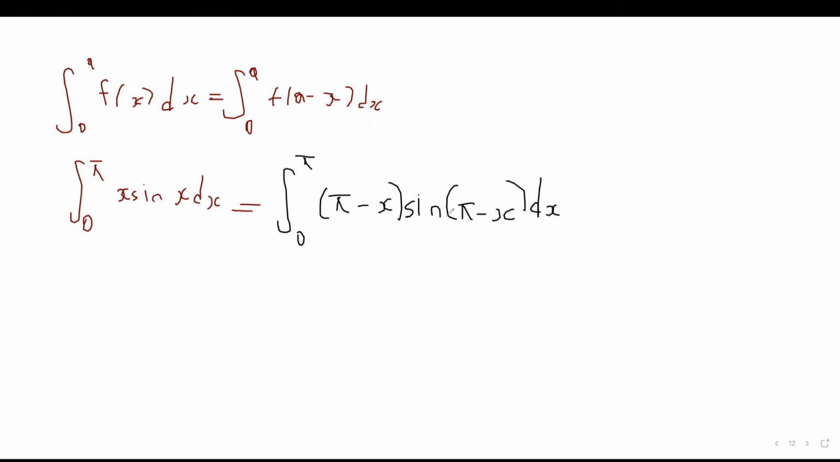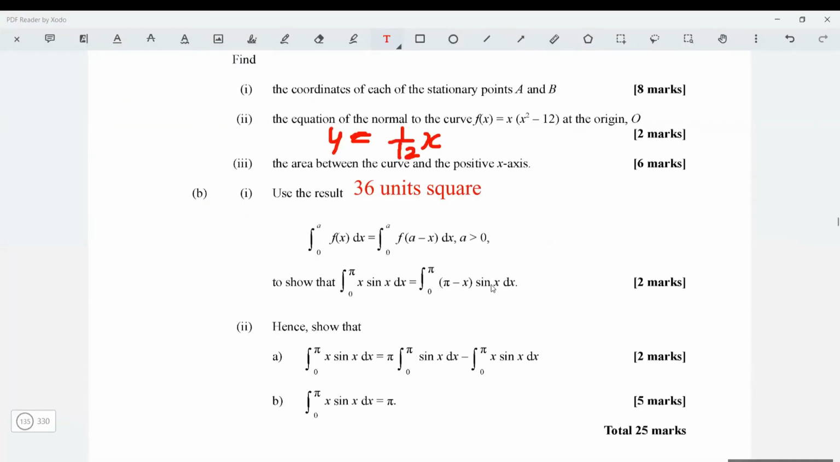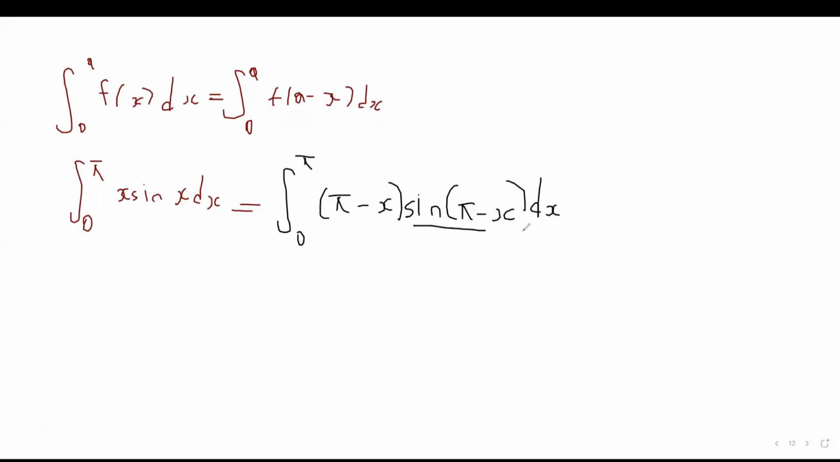What have we done, Marika? Because the sine of pi minus x is the same as the sine of x. So this can work out to be the integral from 0 to pi of pi minus x times the sine of x. And you might say, sir, how do you know that identity?